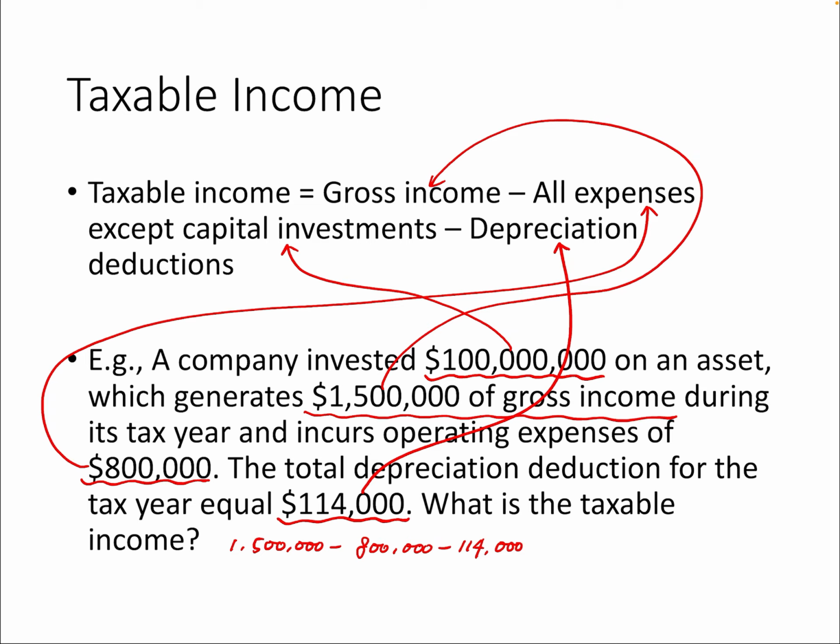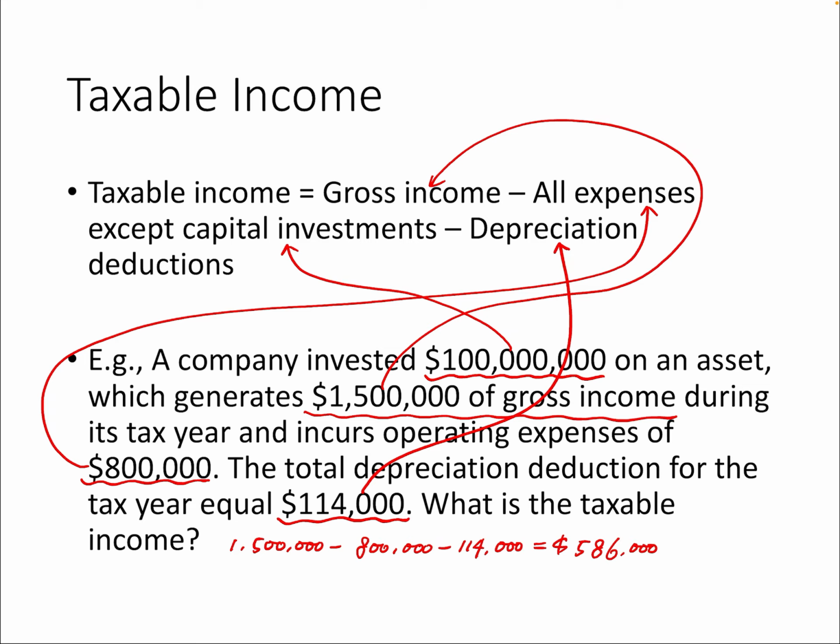So based on this equation, your taxable income would be the result of this calculation. So let's see, what's that? 1,500,000 minus 800,000 minus 114,000, which is 586,000. So this is your taxable income.